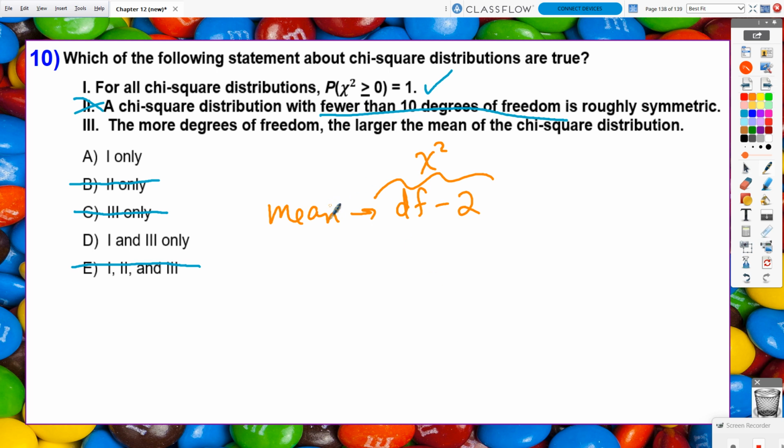Which means if the mean is dependent on the degrees of freedom, and we say the more the degrees of freedom, the larger the mean, that would be a true statement. The bigger the degrees of freedom, if we had 10 degrees of freedom, the mean would be at 8. If we had 18 degrees of freedom, the mean would be at 16. It would continue to get bigger and bigger and bigger. It's just going to keep shifting further down on the right end of the horizontal axis. So answer choice 3 is a good option here. So the correct answer would be D.